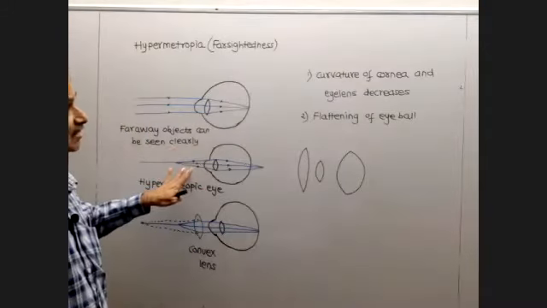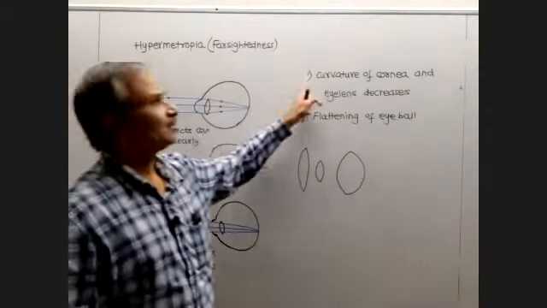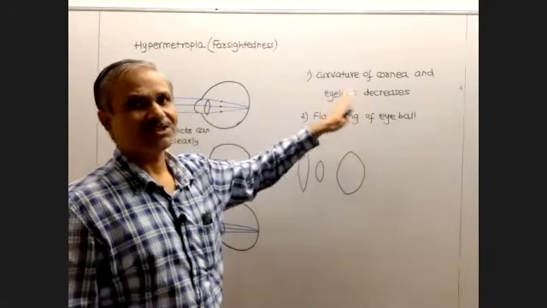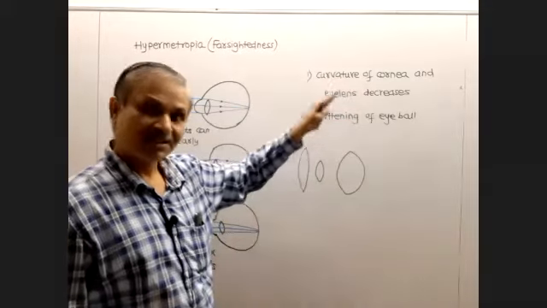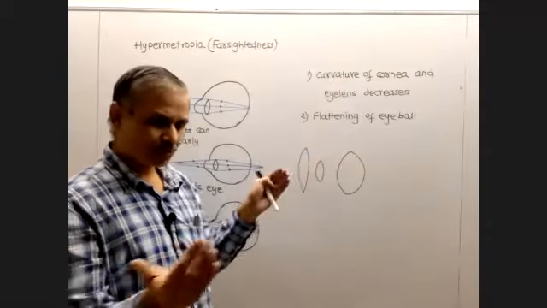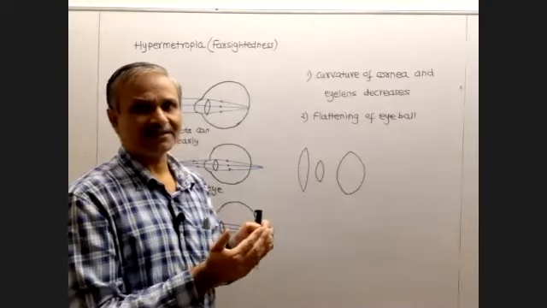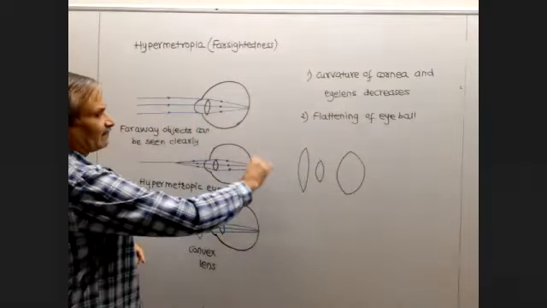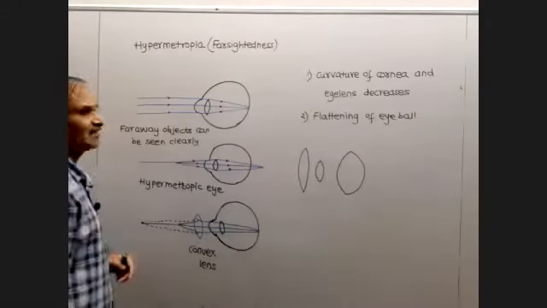Then what are the reasons for this? The curvature of cornea and eye lens decreases. What is the meaning of this? Converging power of the eye lens decreases. Converging means to make the rays combine. That converging power decreases. So that is why there is divergence and they fall beyond the retina.